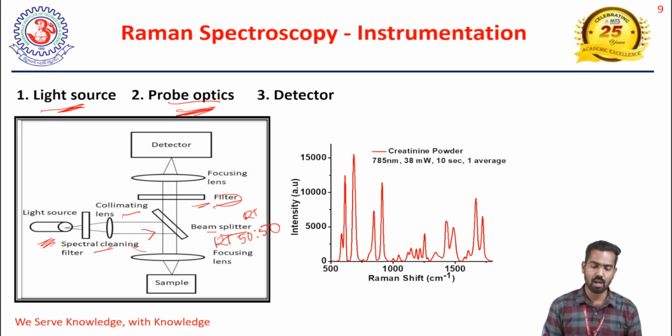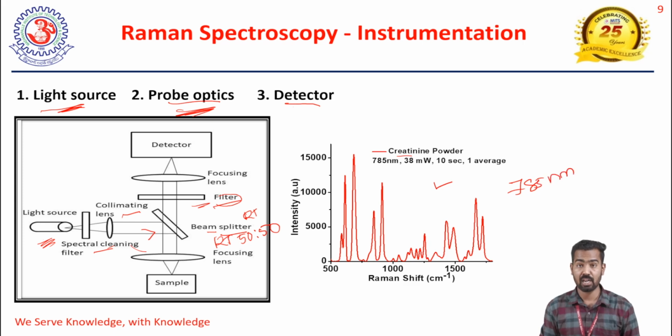The last one you can see is detectors. That is very, very important. Normally we are using CCDs and also PMTs, photomultiplier tubes, as detectors. Finally, the detector detects the signal and you get a Raman spectrum like this. This is actually the Raman spectrum of creatinine powder we took with a 785 nanometer laser source. That is very, very important. You should know what the instrumentation parts of Raman spectroscopy are.